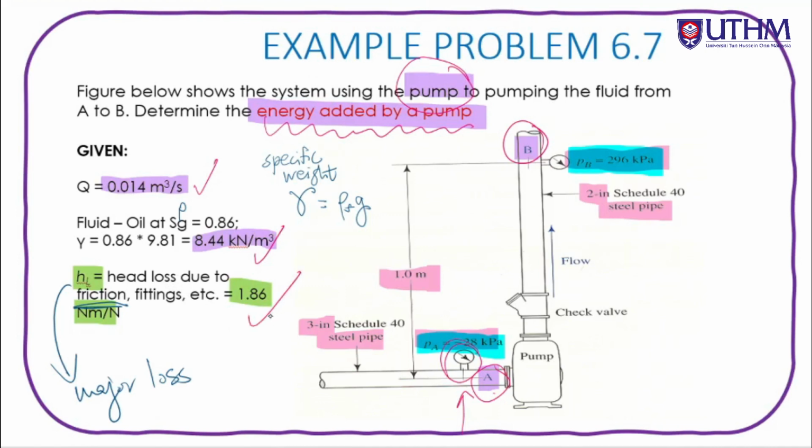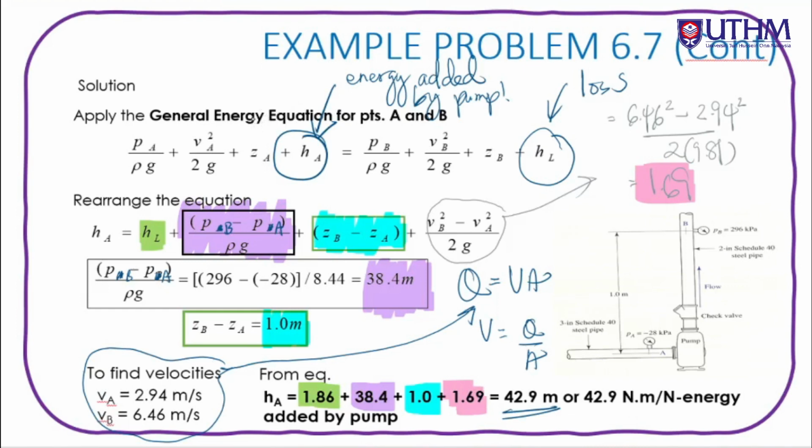So kita tak boleh cari dah. The total head loss adalah 1.86. Bila dia kata ada due to friction, fitting, maksudnya dia dah tambah lah minor losses plus the major losses. 1.86 Newton meter per Newton meter. Okay, apa Newton meter per Newton ni? Okay, this is supposedly to be meter lah, head loss. Sorry. Okay, so as usual, apa yang kita nak kena buat yang untuk memudahkan kita adalah kita guna the Bernoulli equation or the general energy equation at position A dengan position B.